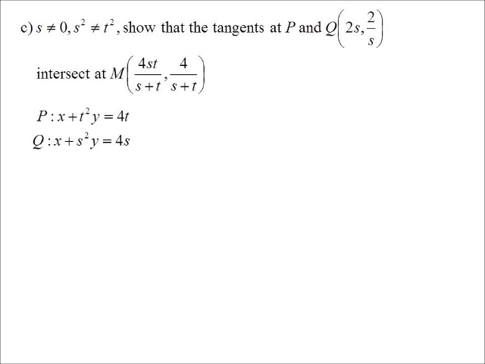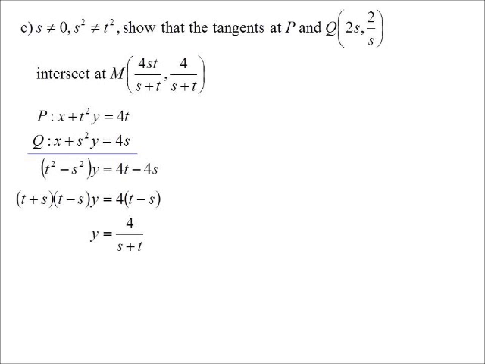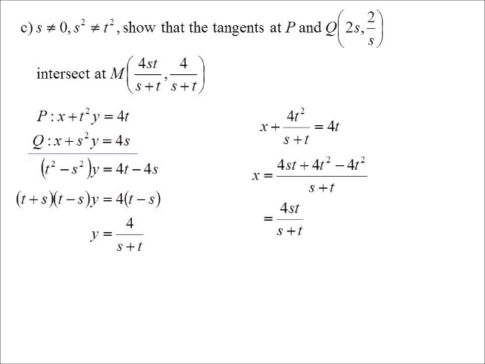Okay, so we found the tangent at P. I don't have to rederive, I can just use the parameter. So changing the t to an s, we get the tangent is x plus s squared y. Point of intersection, and the y comes out nicely there, we'll see. Right, remember, difference of two squares, dividing by, and we get 4 on s plus t. And subbing back in to work out the x value, we get our 4st on s plus t. So, okay, we have shown they intersect there.